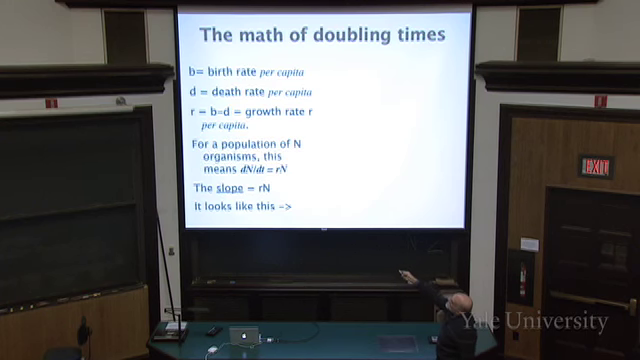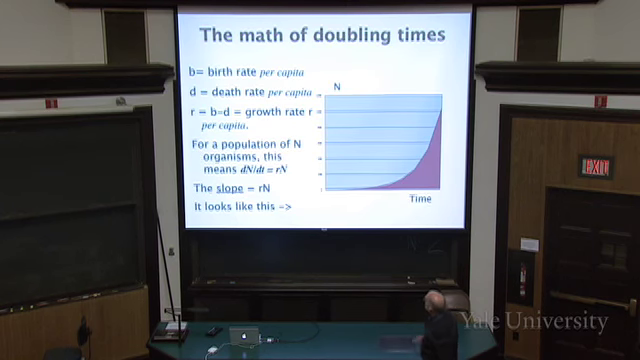So B is often used for the birth rate, D for the death rate, and the per capita growth rate is the birth rate minus the death rate, okay? That's birth rate per capita, death rate per capita, and this is growth rate per capita. So if you've got N organisms, then you have the simplest differential equation you can write down practically, which is that the rate of growth of the population is equal to the growth rate times the number of organisms that are present. Okay? That means that the slope of population growth is rN.